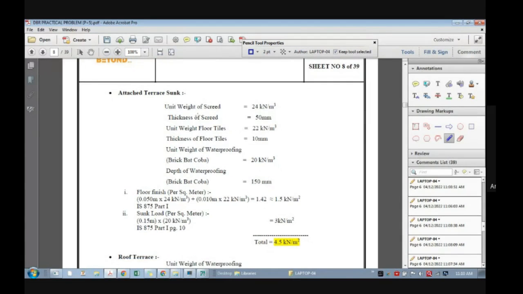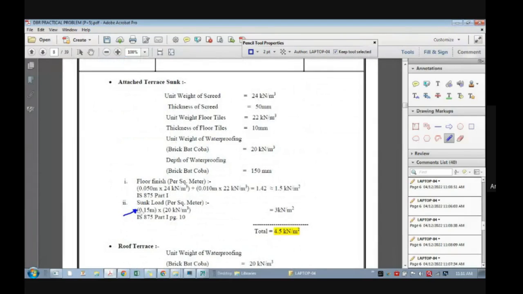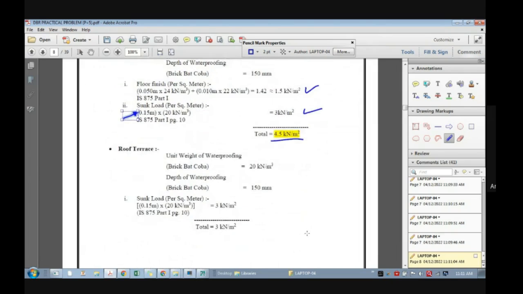And then attached terrace sunk. You know that there are balconies and attached terraces to the building. In that case, the sunk thickness is 150 mm, for attached terrace and balconies. So sunk load will be different for this. In the toilet zone it was 325, but in attached terrace, it is 0.15. That is the only difference. Other calculations are the same, for example floor finish load and sunk load. Total is 4.5.